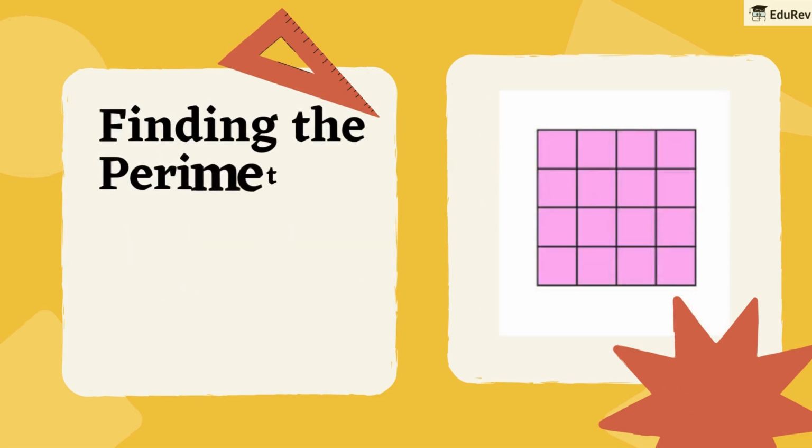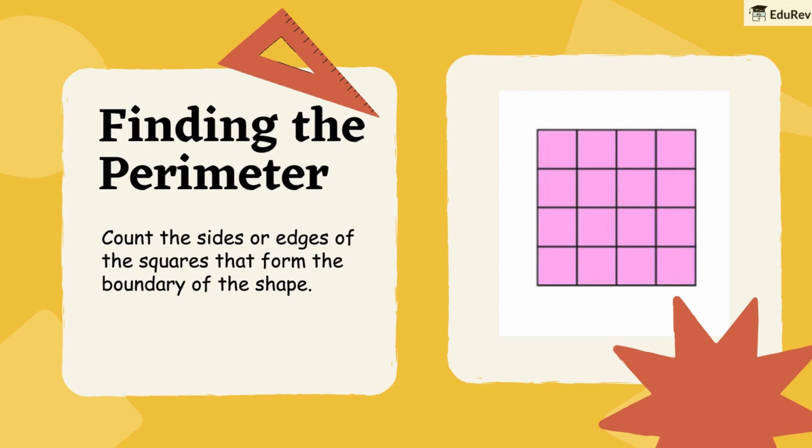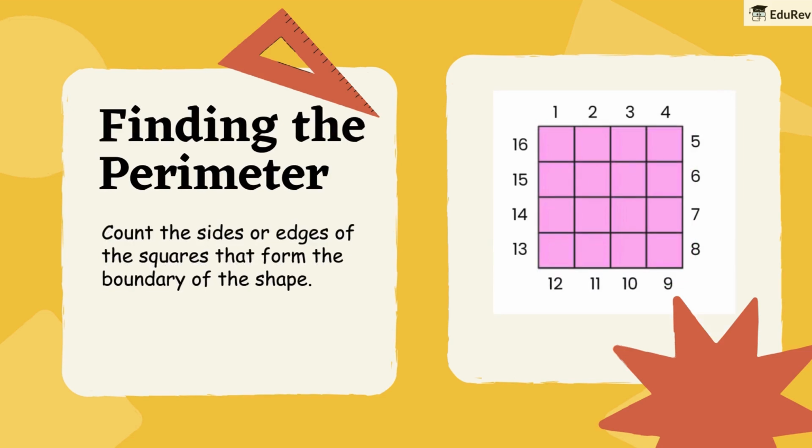Next, let's find the perimeter. To do this, we count the sides or edges of the squares that form the boundary of the shape. In our grid example, the perimeter of the grid is 16.